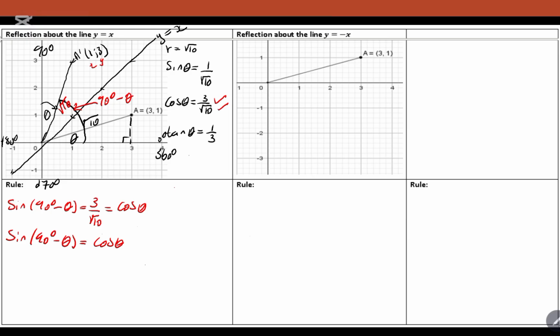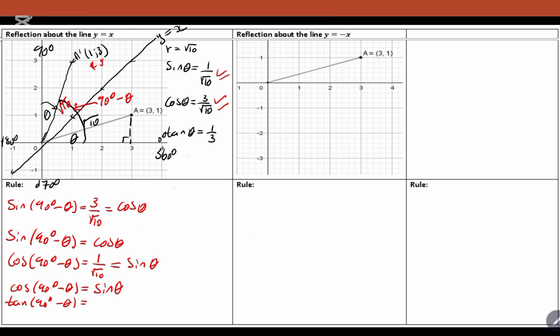Now, what is cos of 90 degrees minus theta? It is adjacent over hypotenuse. So that is 1 over the square root of 10. But 1 over the square root of 10 is sine theta. Therefore, cos of 90 degrees minus theta is equal to sine theta. And then lastly, we look at tan of 90 degrees minus theta.